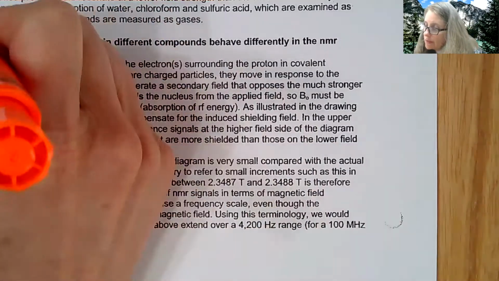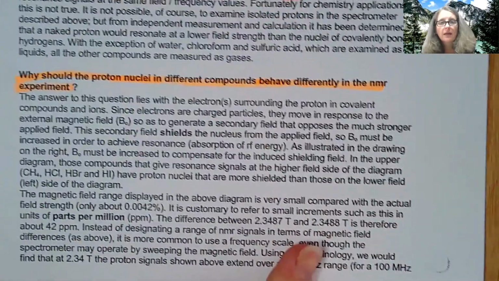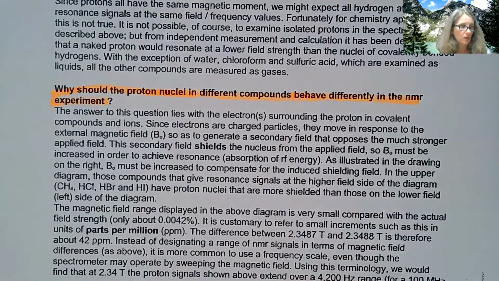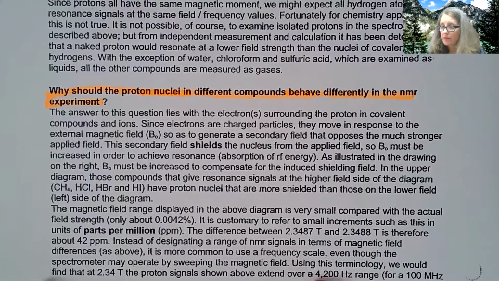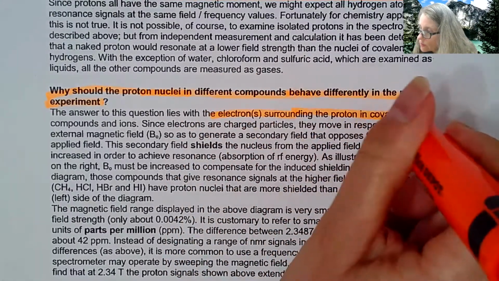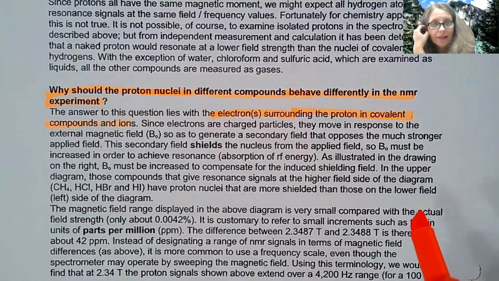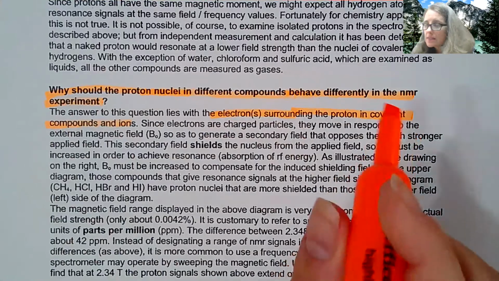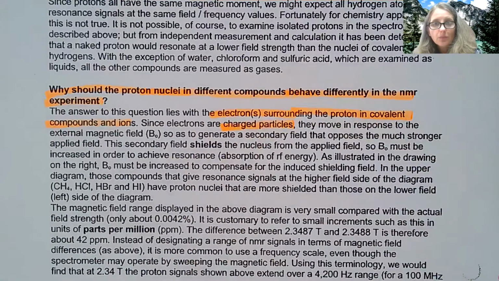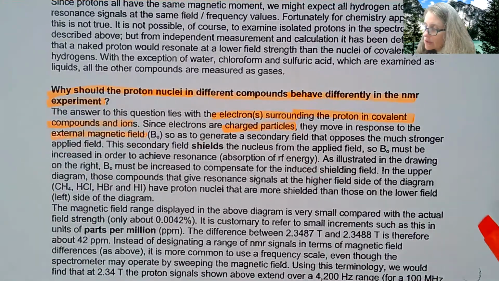All right, so we're going to flip to this page and go down to the bottom, okay? Why should proton nuclei be different, have a different NMR? So again, the biggest question here is, well, hydrogen is hydrogen, right? So if I have hydrogen on one carbon molecule versus another, what's the difference between the two? With electrons surrounding the proton in a covalent compound, since these electrons are charged particles, they move because of what the magnetic field happens to be.